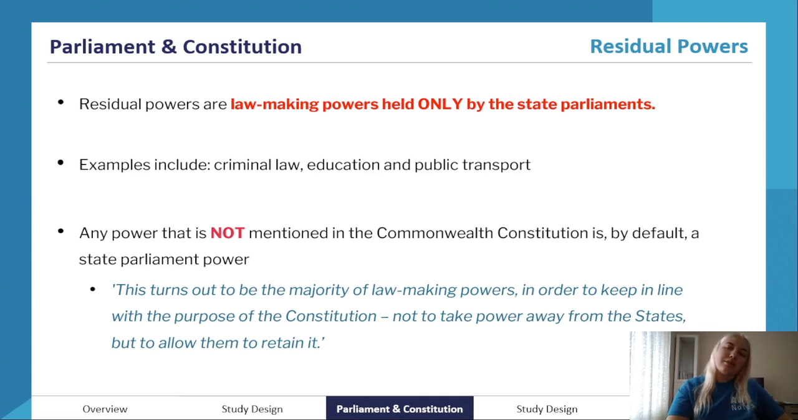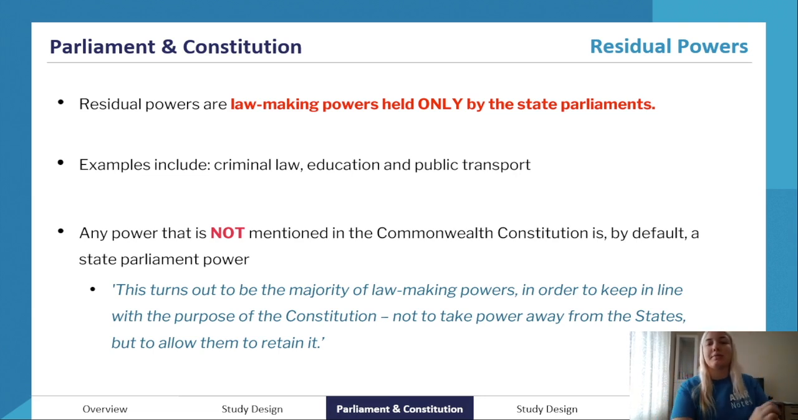Okay, so we looked at exclusive powers, which belong exclusively to the Commonwealth, concurrent powers, which are powers held by both state and Commonwealth parliaments, and now we have residual powers left. And I mentioned that the majority of lawmaking areas are actually residual. So most lawmaking power is held by state parliament. Not by Commonwealth, by state parliament.